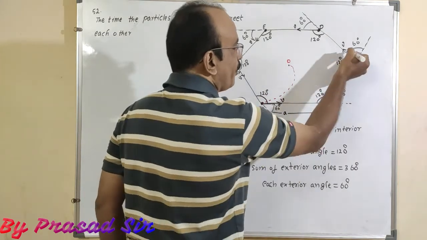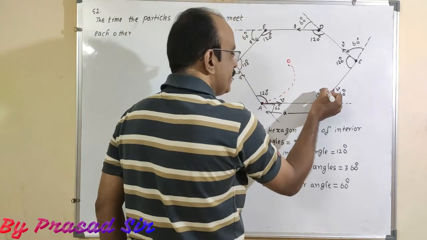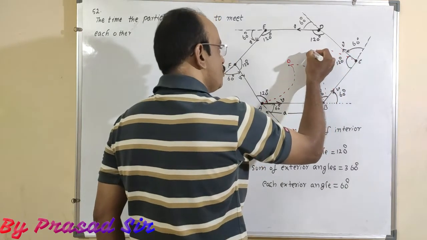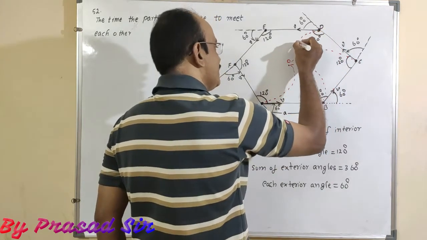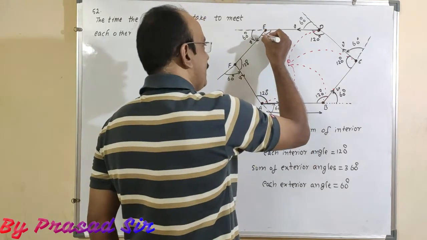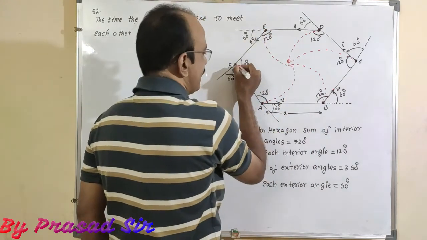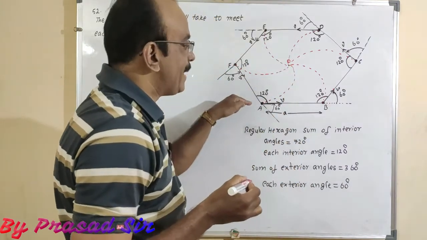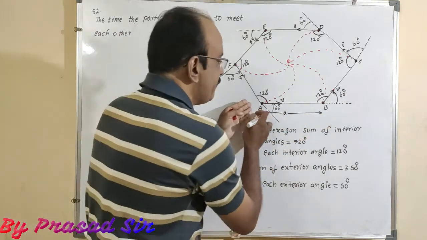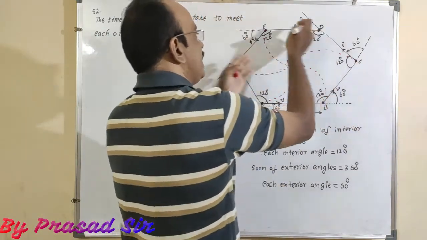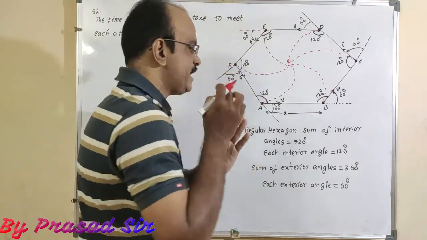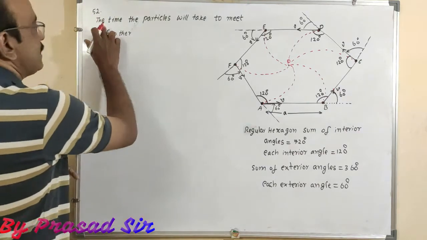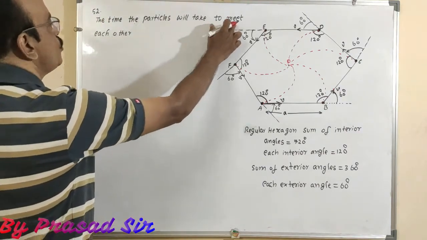Similarly, B particle also follows the path of C. So B particle is also moving towards O, and C particle is also moving towards O, and D particle is also moving towards O, and E particle is also moving towards O, and F particle is also moving towards O. So those follow the path of the preceding particle. A follows B, B follows C, C follows D, D follows E, E follows F, F follows A. So in this particular aspect, what we want to calculate is the time the particles will take to meet each other.